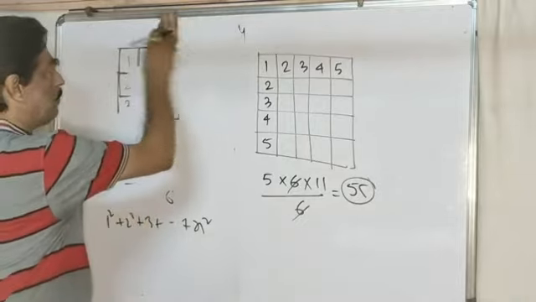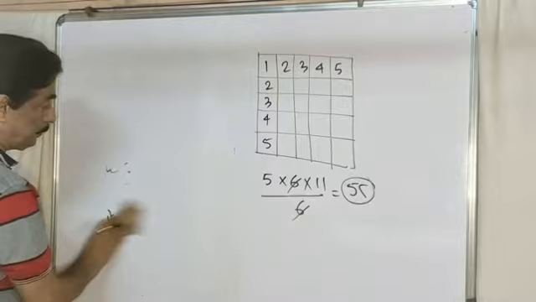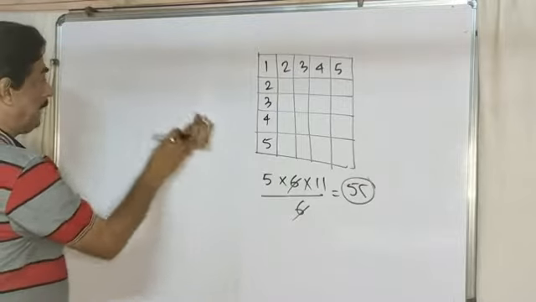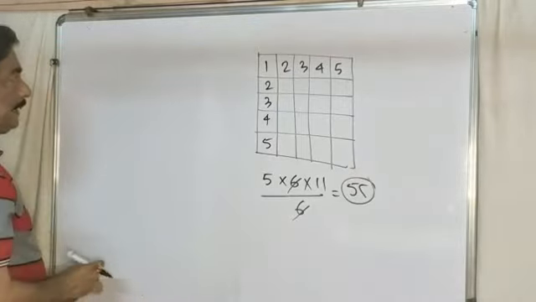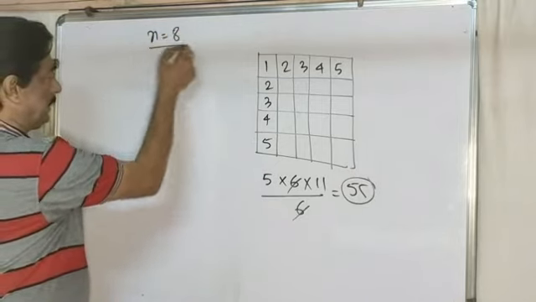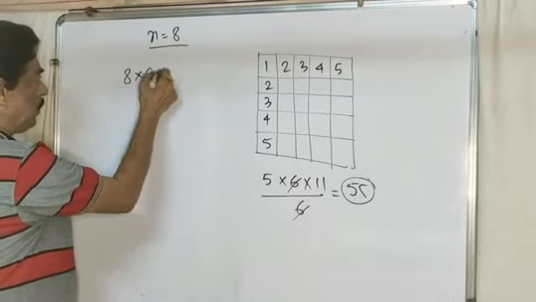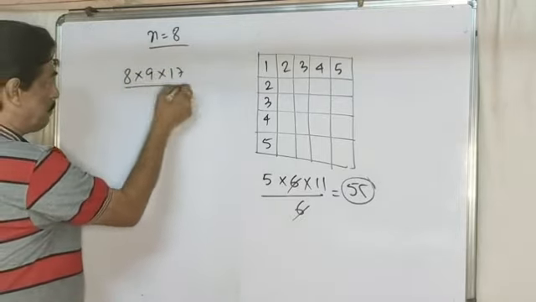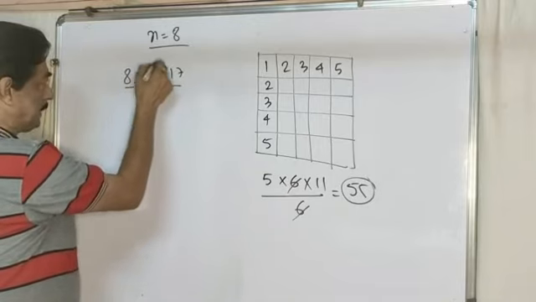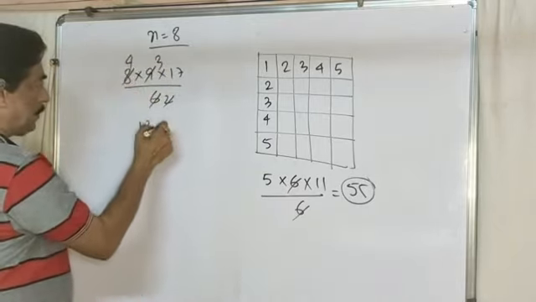Find out the number of squares inside the chessboard. The figure is not given. Find the total number of squares inside a chessboard. Chessboard means horizontal number is 8, vertical number is 8. Put n equal to 8. 8 into 8 plus 1, 9. 2 into 8 plus 1, 17 by 6. Cancel: 3, 3 is a 3, 2 is a 2. So 12 into 17, that is your result.